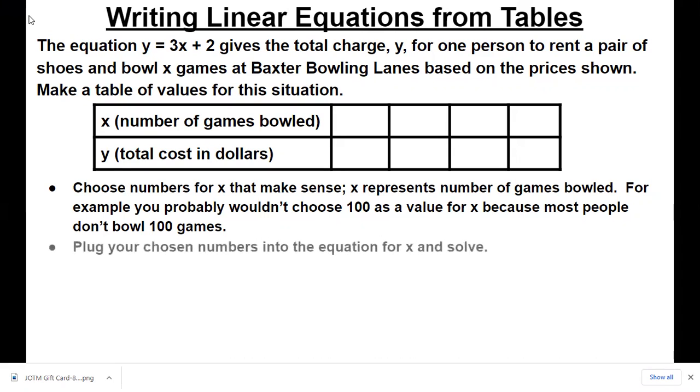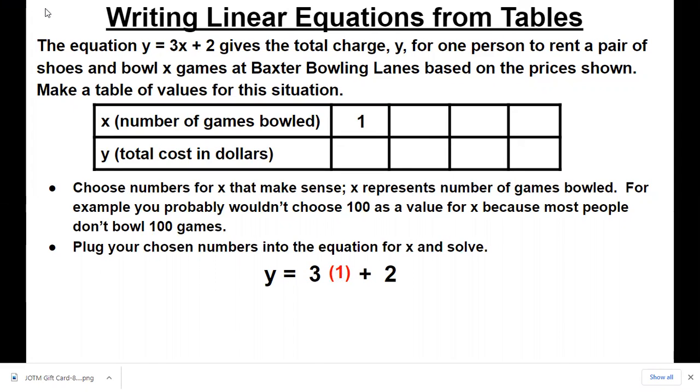So we're going to plug our chosen numbers in for x. So let's pick some numbers. So let's pick 1. So you bowl 1 game. So we're going to plug that in. We have our equation y equals 3x plus 2. So let's plug our 1 in there.